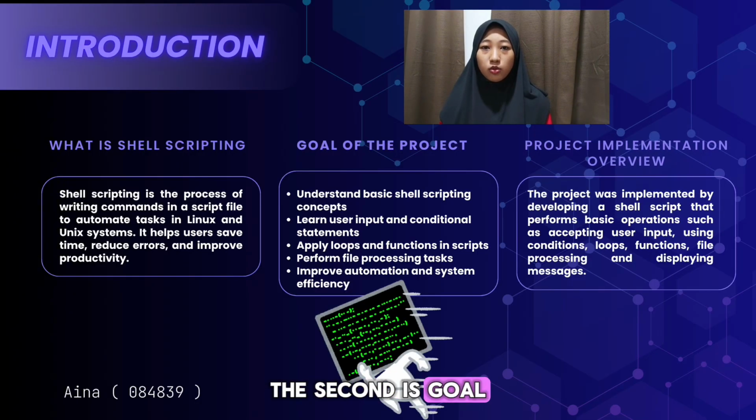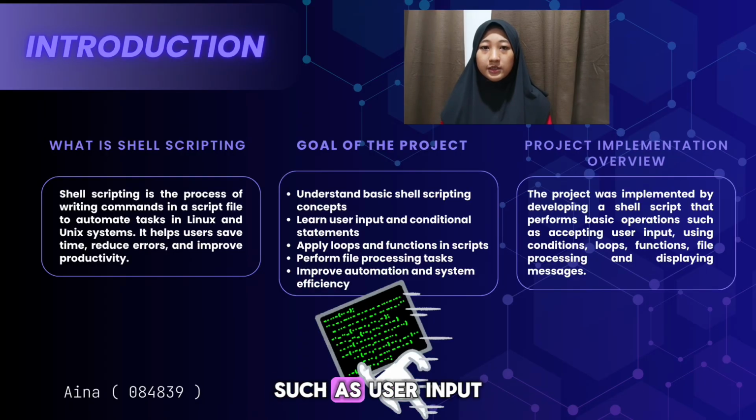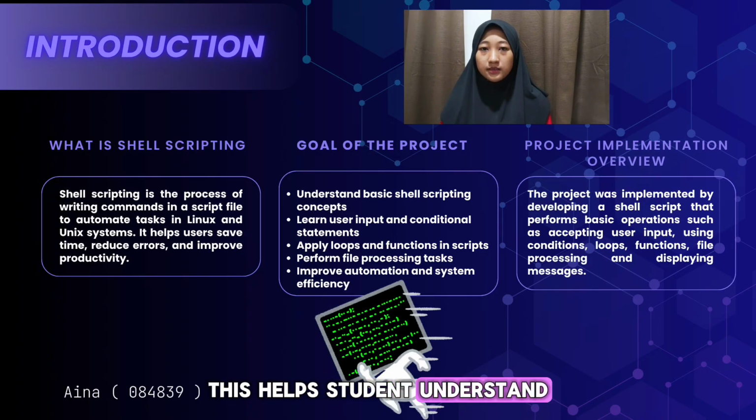The second is the goal of the project. The goal of this assignment is to create a shell script that uses basic concepts such as user input, conditions, loops, functions, and file processing. This helps students understand how shell scripting can automate tasks and improve efficiency.